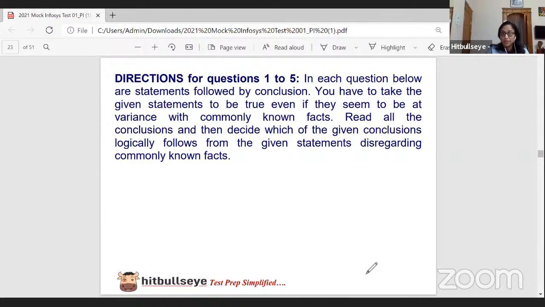So let me just give you a briefing of the topic first so that you can understand it, because syllogism, as I said, the level of difficulty of the questions is also not very basic in the paper. So you need to understand the concept first.